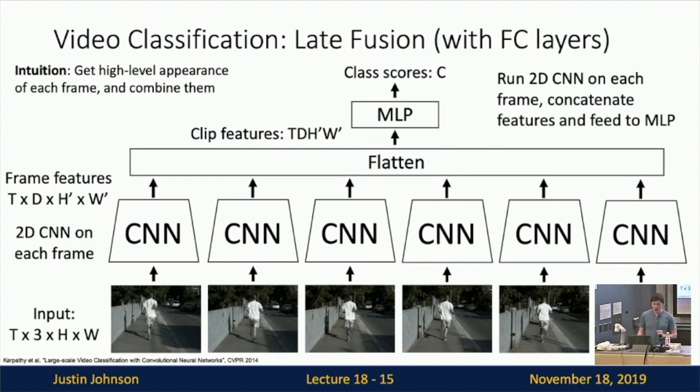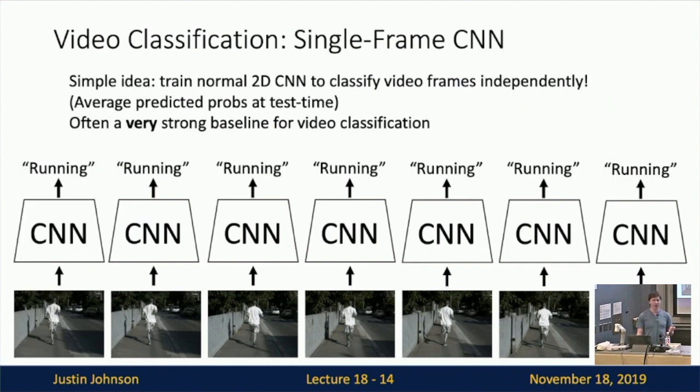So then we can talk about a slightly more complex model that actually does take into account the temporal structure of the video sequences that we're presented with. And this is this idea of late fusion. So basically, what we did in this single frame baseline is run a CNN independently on every frame of the video and extracted an independent classification decision for every frame in the video. And then at test time, we averaged those using some averaging mechanism.